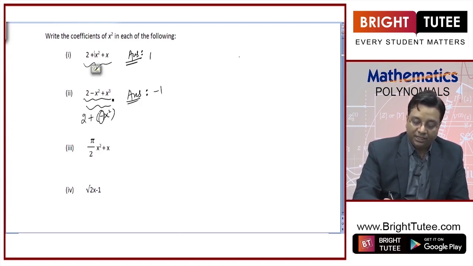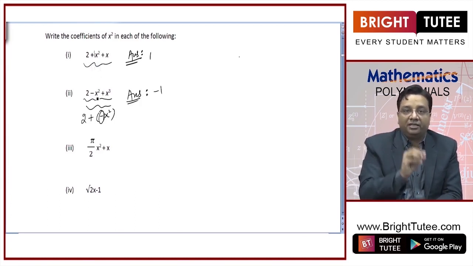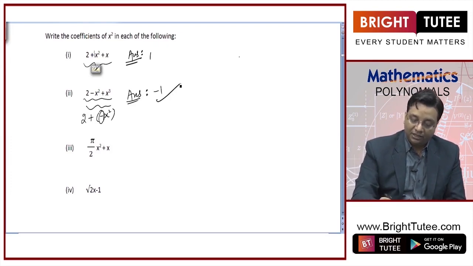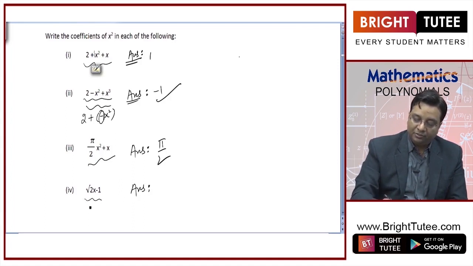It is not difficult to imagine that it is x square. What is written with x square? It is minus 1, right? So minus 1 into x square. So the coefficient is minus 1. In this case, pi by 2 is written with x square. Okay, so the coefficient is pi by 2. In this case, is it a polynomial or not?